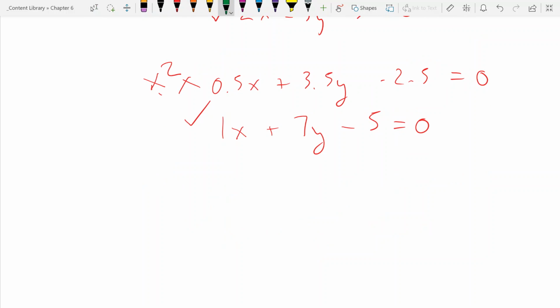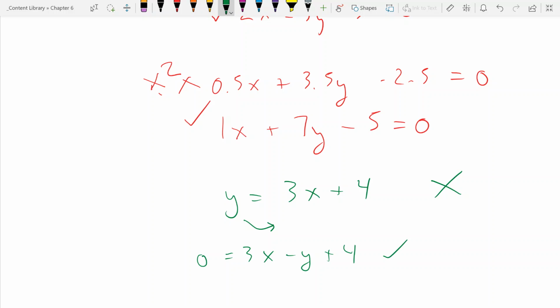The last would be if it was arranged wrong. This is not standard form. I'd have to rearrange it. So I'm going to rearrange it by moving the y to the other side. 0 equals 3x minus y plus 4. This is okay. I could just write it the other way and it would be fine as well.